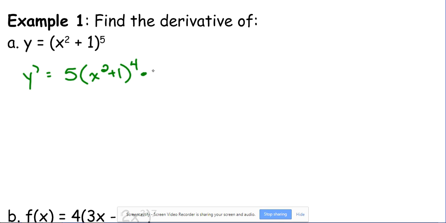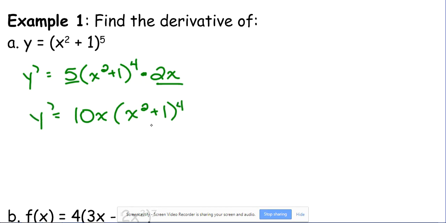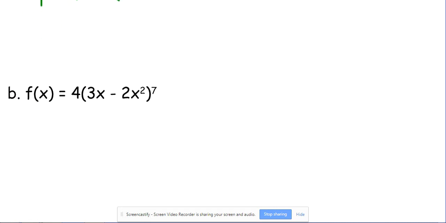The derivative of the inside function is 2x, so then to simplify, we just need to multiply the 5 and the 2x, and we get 10x times x squared plus 1 to the fourth. So it's already in nice, neat, factored form for us here as well. Okay, and we want to leave it that way. We don't need to do anything else to it. We're done.